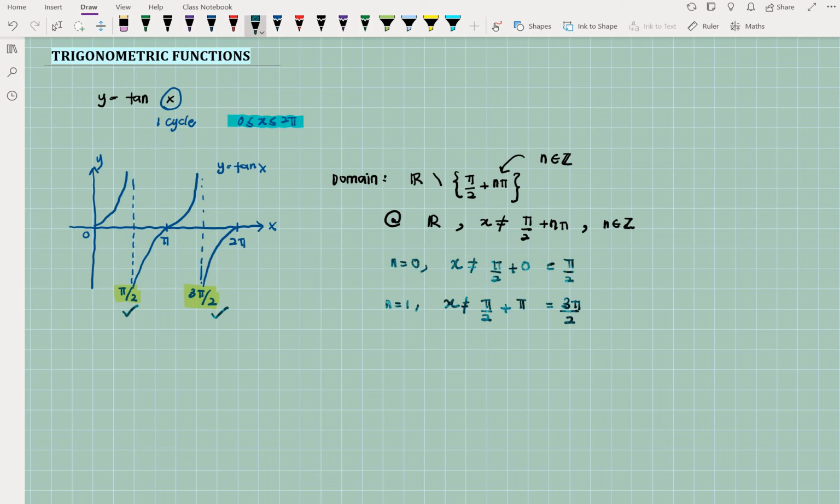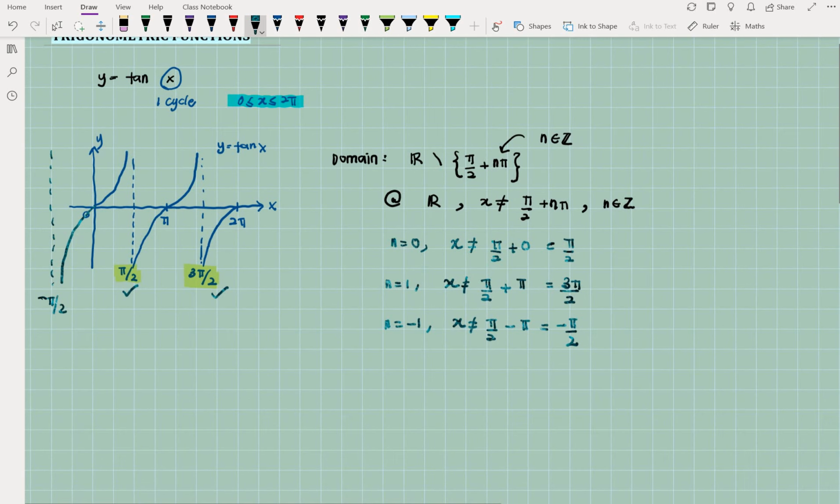Okay, so sekiranya saya ambil nilai n negative 1, I'm going to have x cannot take the value pi over 2 minus pi. And that gives me negative pi over 2. So, di mana negative pi over 2? It should be somewhere here. Okay, yang mana graf kita akan bersambung lah. Macam tu. Okay, itu adalah example untuk jawapan domain. Okay, so, itu adalah sekiranya you have one cycle.